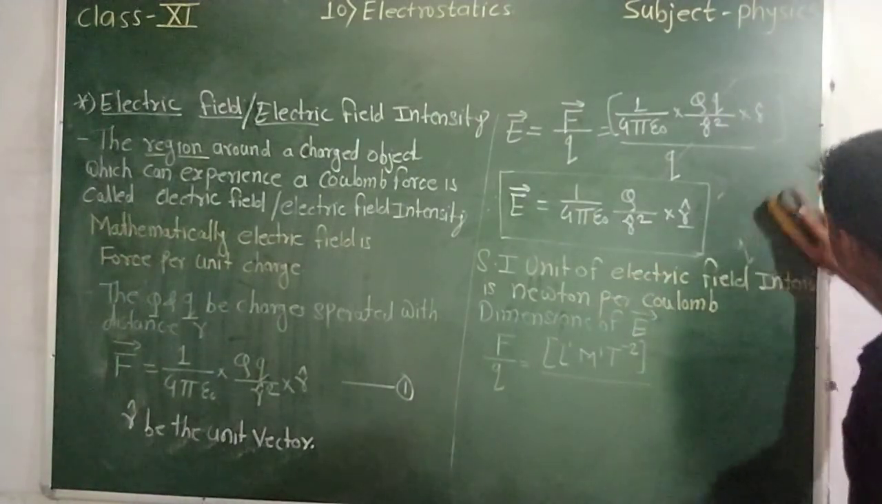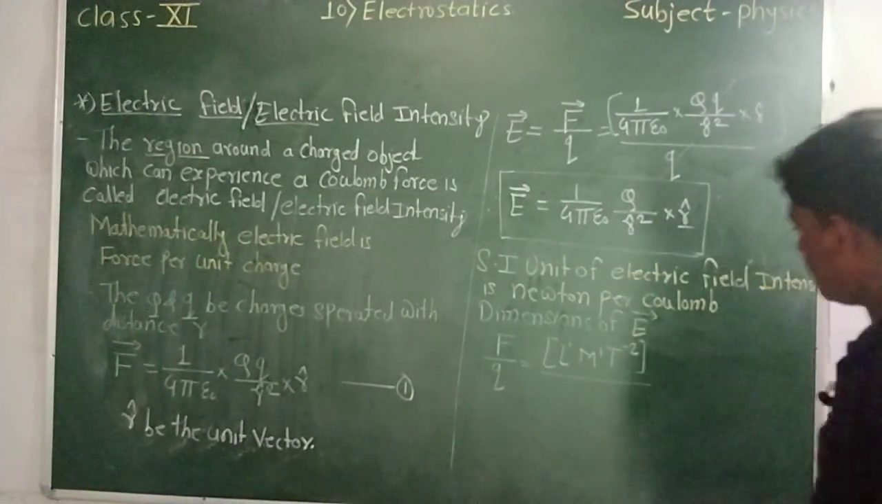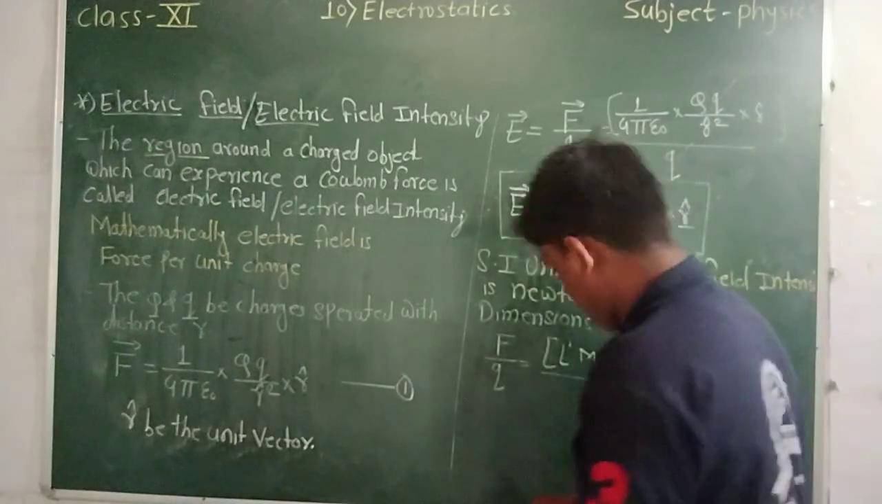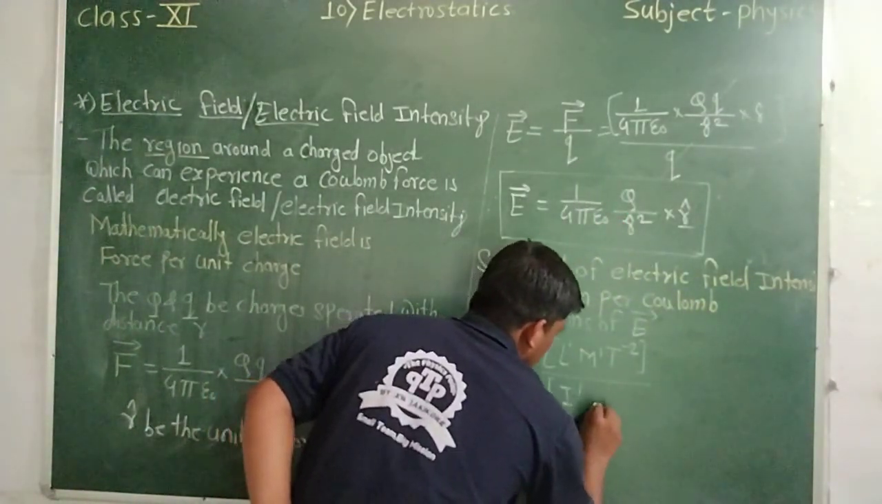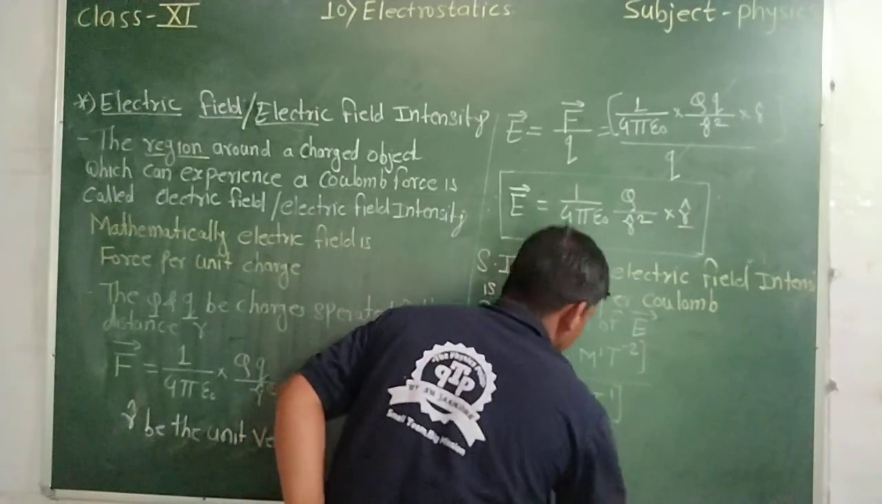We know that current is the fundamental quantity. We know that I raised to 1 and T raised to 1.